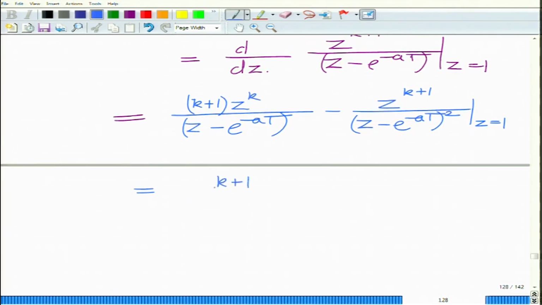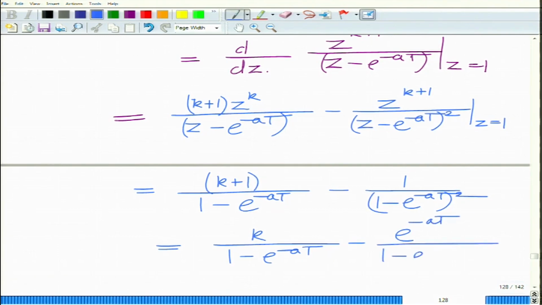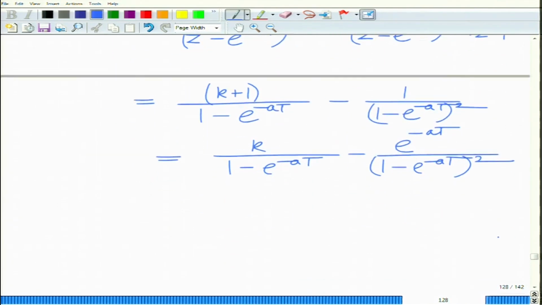Substitute z equal to 1. So, that gives us (k plus 1) over (1 minus e raised to minus a t) minus 1 over (1 minus e raised to minus a t) whole squared, which you can further simplify as k over (1 minus e raised to minus a t) minus e raised to minus a t by (1 minus e raised to minus a t) whole squared. Okay. So, this is basically the residue at z equal to 1.